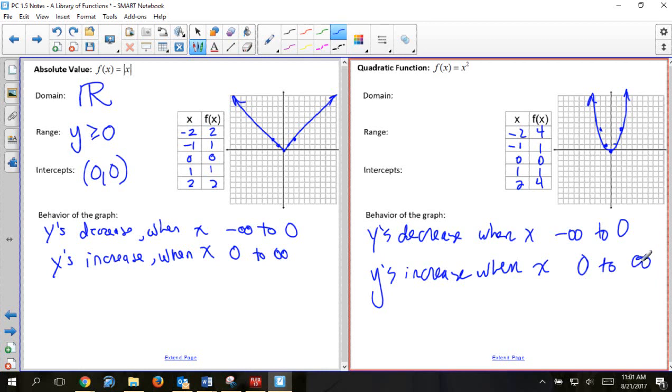Intercept, 0, 0. And then the domain and range. Domain and range, just like the absolute value, goes left to right all the way. So it's going to be all real numbers. And then the range starts at 0, goes all the way up. Y is greater than or equal to 0.